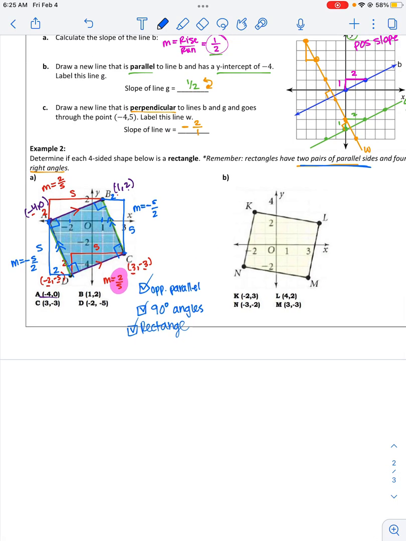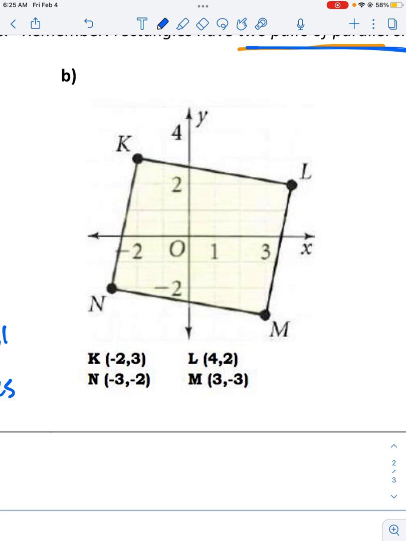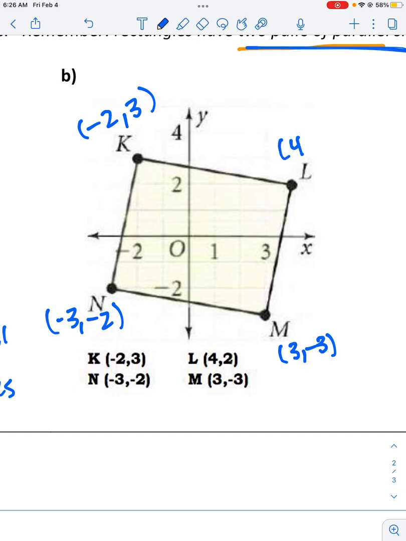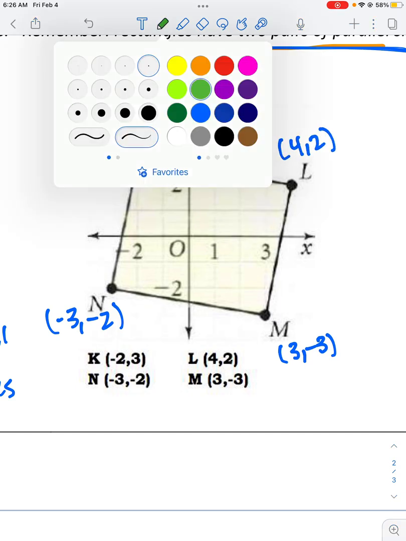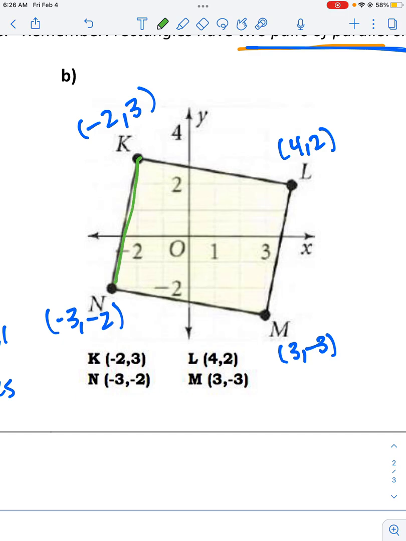All right, and then the second example, so K is at (-2, 3), N is (-3, -2), (3, -3), and (4, 2). So if I want to check opposite sides parallel, over here, we're rising from -2 to 3, so that's 5. And then from -3 to -2 is 1.